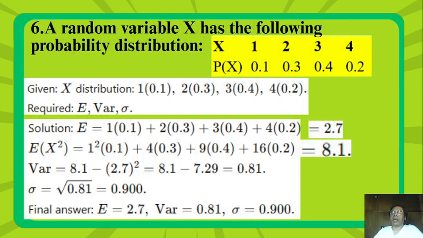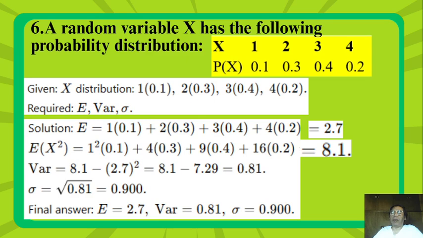And then number 6, a random variable x has the following probability distribution. X is 1, the probability of 1 is 0.1. If x is 2, the probability of 2 is 0.3. And then if x is 3, the probability of 3 is 0.4. And then if x is 4, the probability of 4 is 0.2. So we are asked to determine the E, the variance, and the sigma.